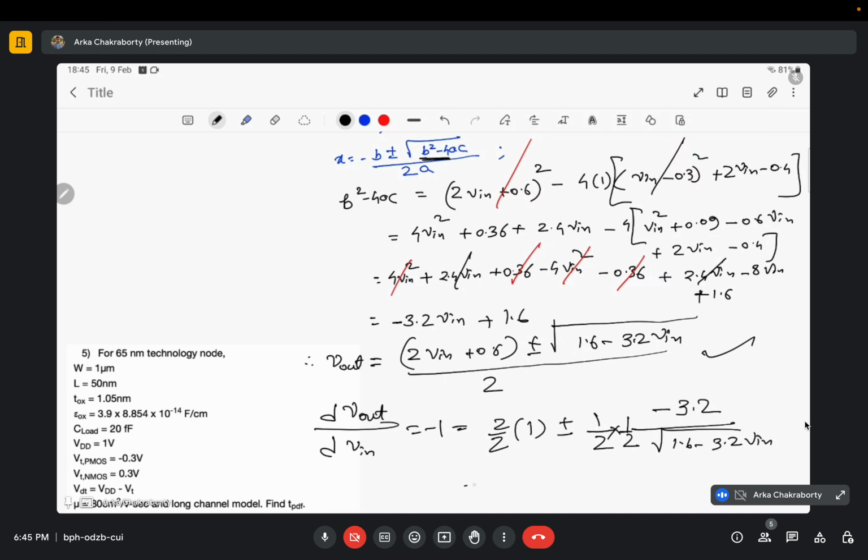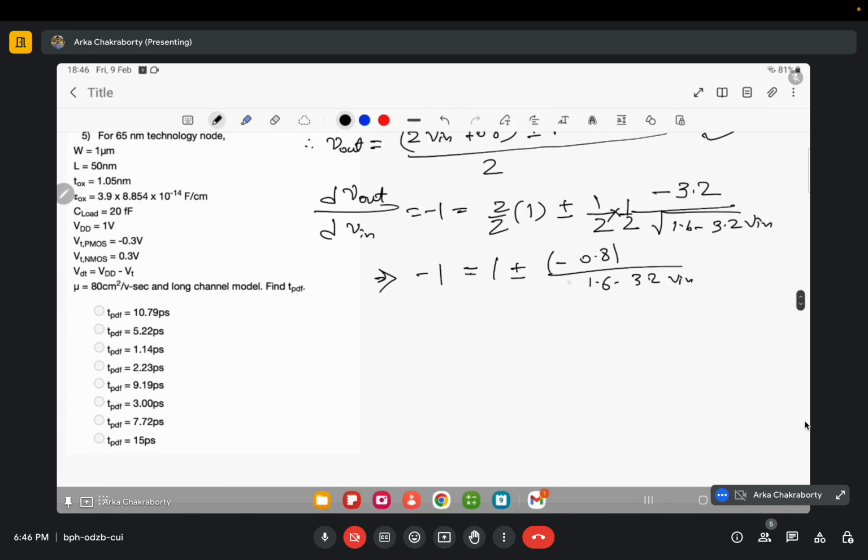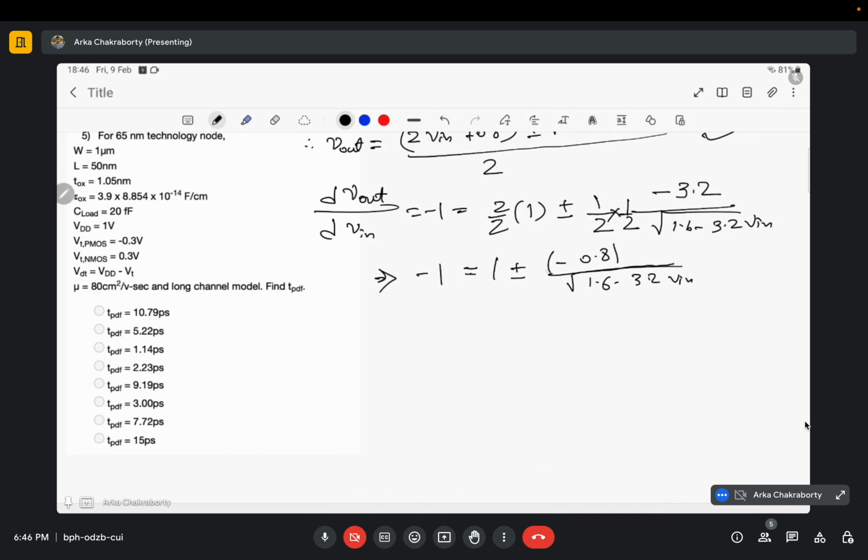Okay, so it will be 1 plus minus 0.8, minus 1 implies minus 1 will be equal to 1 plus minus 0.8 divided by 1.6 minus 3.2 V_in, in root under. So this sign will not matter, because I'll be taking the square anyhow.